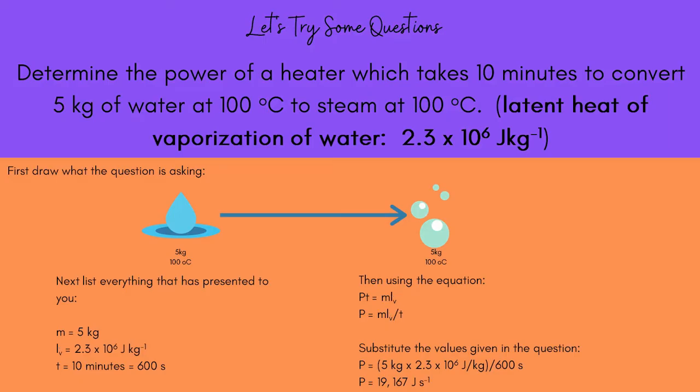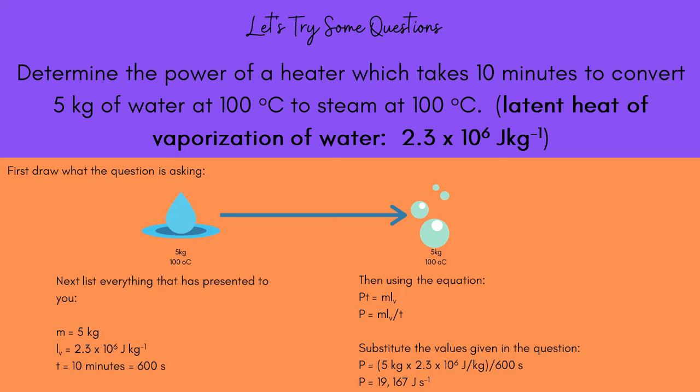Now we draw this situation out so we can get a clear idea of where we are going and what we're supposed to do. Then we list all our variables. Don't forget to list. We have mass is equal to 5 kilograms. Latent heat of vaporization is equal to 2.3 times 10 to the 6 joules per kilogram. We have time in minutes, 10 minutes. We convert that to seconds right away because we're looking at SI units. And then we look for the equation that matches our question.